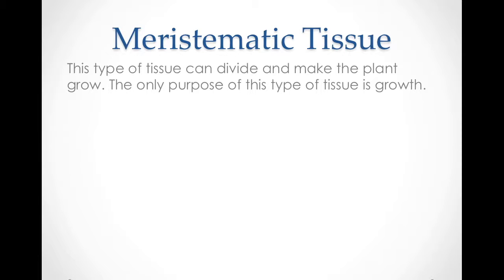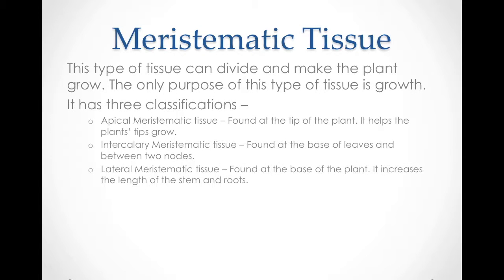Well, meristematic tissue is the type of tissue in which the cells can divide. Okay, and the purpose of meristematic tissue is only growth. The plants can grow just because of meristematic tissue. Because meristematic tissue is present in the plants, the cells divide and the plants can grow. It has three classifications. Apical meristematic tissue is found at the tip of the plant and it helps the plant's tips grow. The meristematic tissue at the tip of the plant, by the help of which the plants can grow, is called apical meristematic tissue. Apical stands for the tip of the plant.